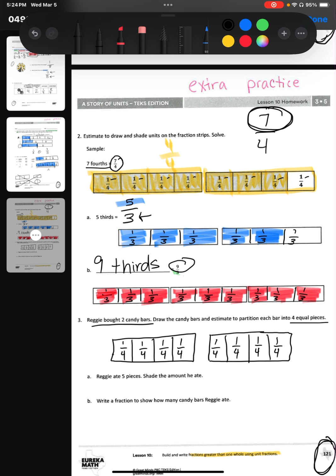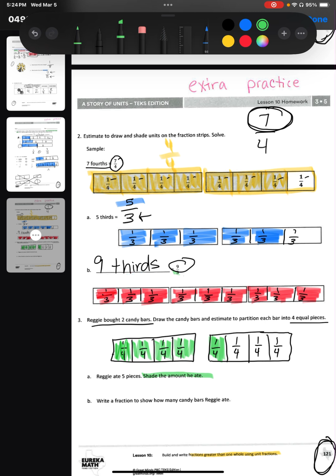Okay, part A says, Reggie ate 5 pieces. Shade the amount he ate. So I'm going to use green to shade that. He ate 1. That is not the highlighter for the second time this video. 1, 2, 3, 4, 5. So the green represents what he ate, and I'll even label it like that.